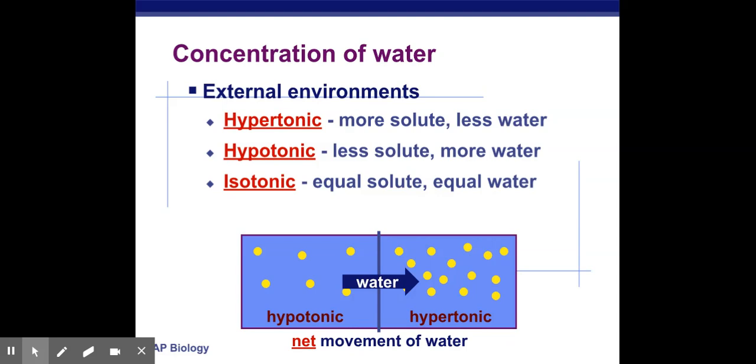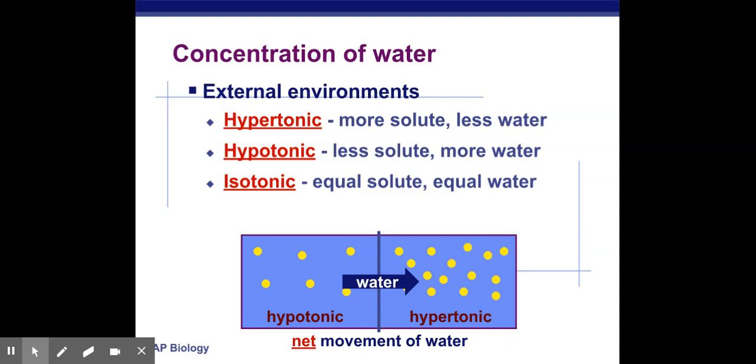In the diagram down below, we can see that the left-hand side happens to be hypotonic. There are fewer particles of solute on the left compared to hypertonic, the one on the right. There are more of those yellow spheres that we can see. So comparatively, one side is hypo, the other side is hyper. Water wants to move from an area of high water concentration, low solute concentration, to more concentrated solute, less concentrated water. It wants to equalize.